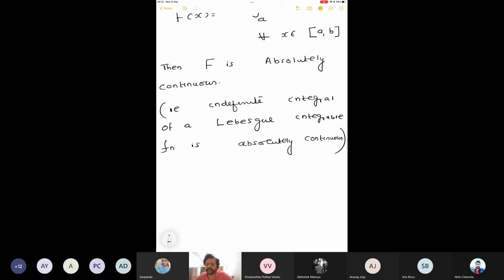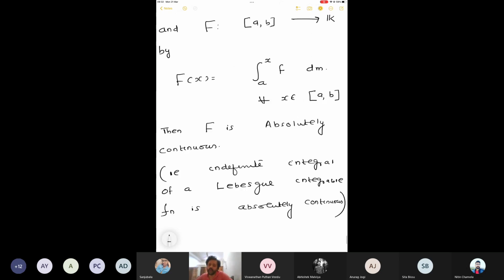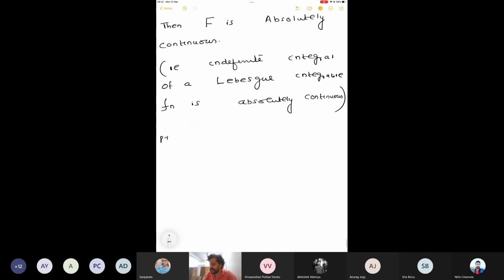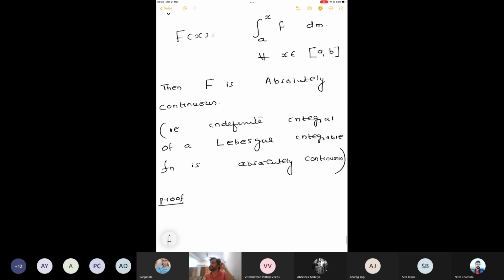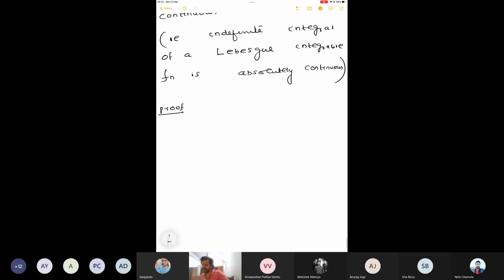What do you know about the integral of a Riemann integrable function? Suppose small f is Riemann integrable, the integral from a to x of f dx is, do you remember? Continuous. So the integral of a Riemann integrable function is continuous. Here you have something more: it is absolutely continuous. But remember, once it is Riemann integrable, it is Lebesgue integrable, and once it is Lebesgue integrable, we have absolute continuity. So we have something stronger than what you proved in Riemann integration. Okay, so now let me prove it.